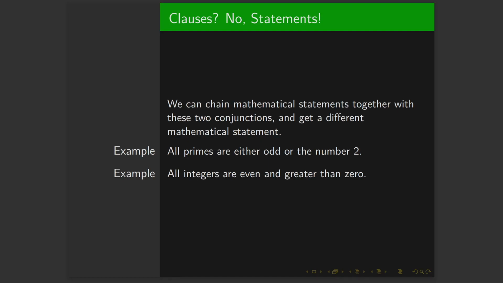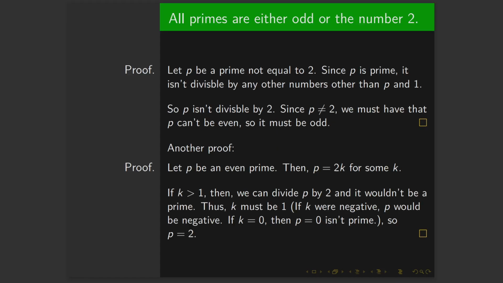So an or, what this means is that either one of them can be true, and thus the whole statement is true. And for an and, you need both of them to be true. It's kind of like how English works. And let's just run through two simple proofs of all primes are either odd or the number 2.